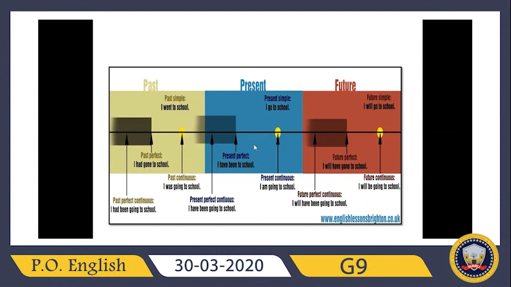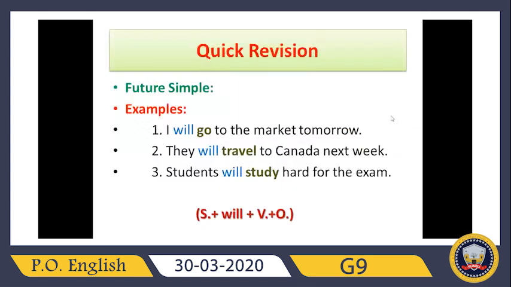Here is the timeline. This is the future. This is future simple. It starts from here to here. So again, the future starts from here to here. I will go to school. Now here I want to make a quick revision.